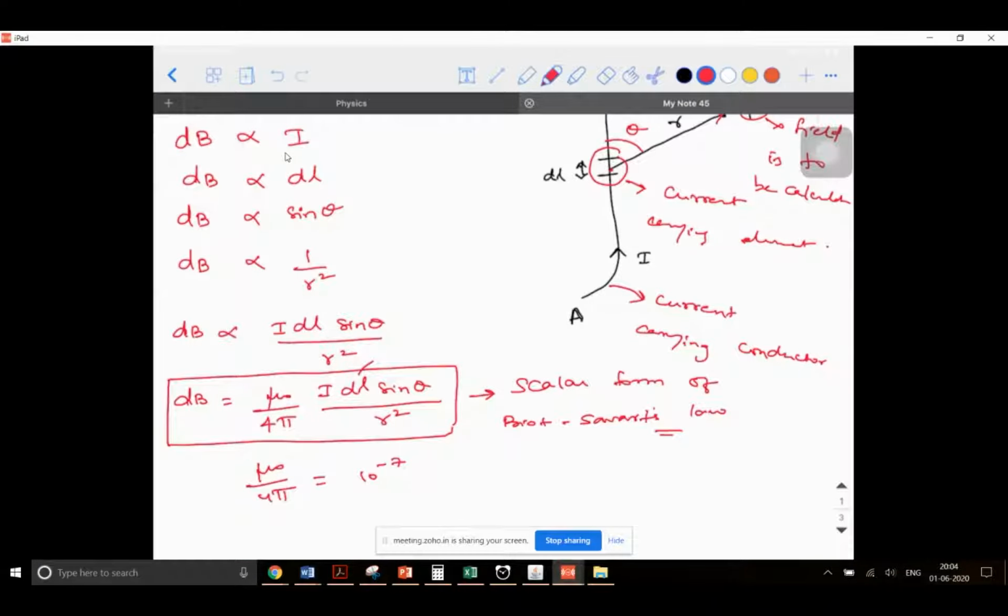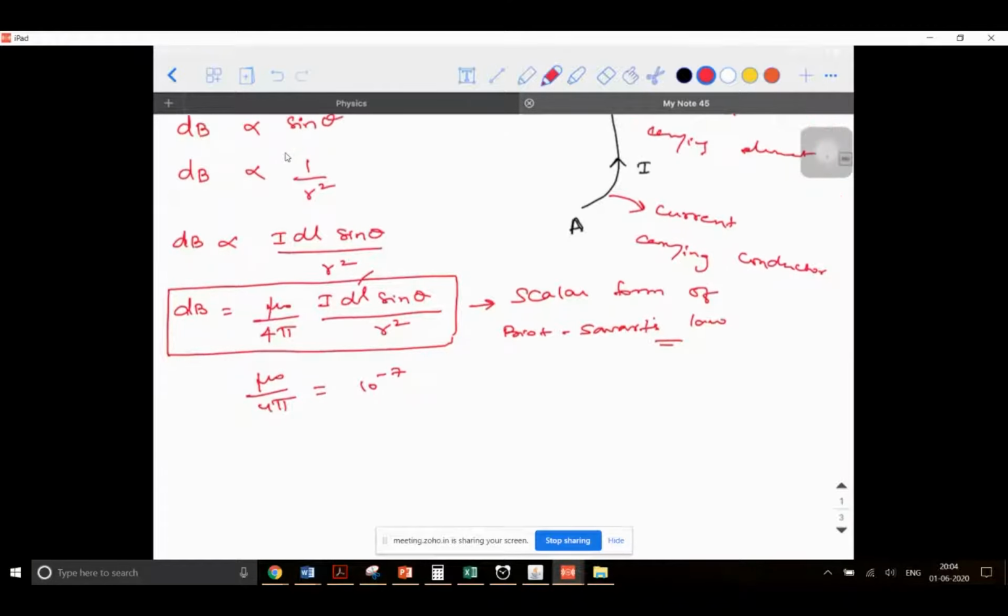Now let's see how to write the same thing in the vector form. If I have to write it in the vector form, the idea is that I need to write them either as a cross product or dot product between two vectors.